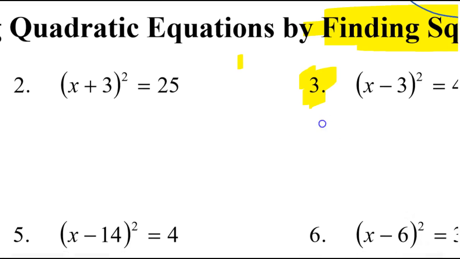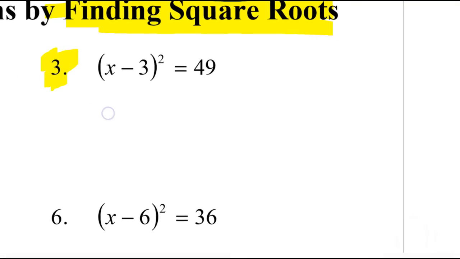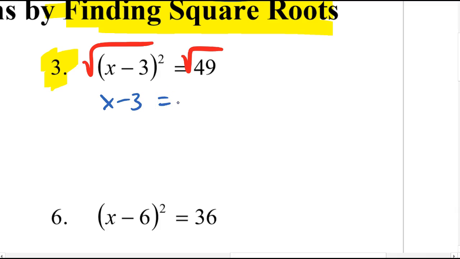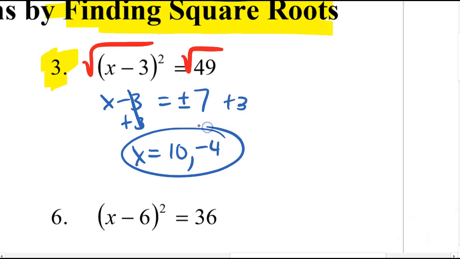Okay, let's look at number 3. Now, number 3 is just like the first one, but instead of a plus here, we have a minus. But the steps are still the same. Square root the left side and the right side. Then you end up with x minus 3 on the left. The parentheses and the square go away. And the square root of 49 is 7. But then don't forget, it's plus and minus 7. Then we need to add 3 to both sides to get rid of the 3. And then it's positive 7 plus 3, which makes our first answer 10. And then negative 7 plus 3, which is negative 4. And that's our second answer.